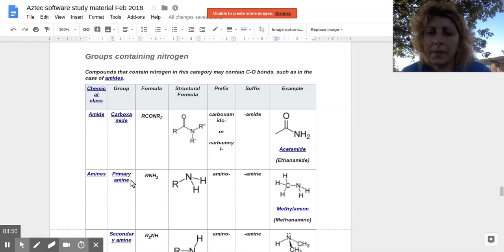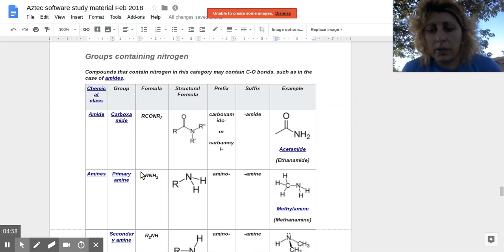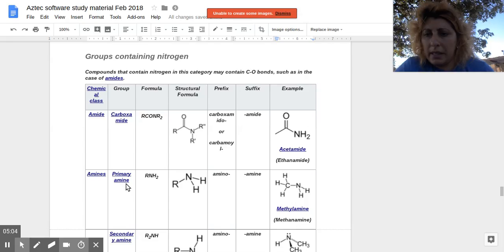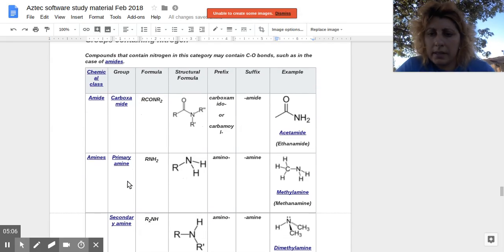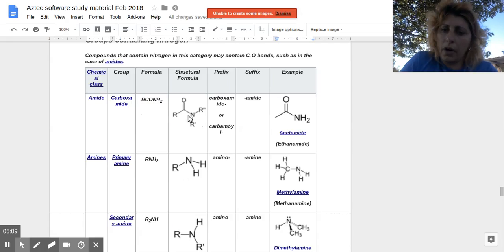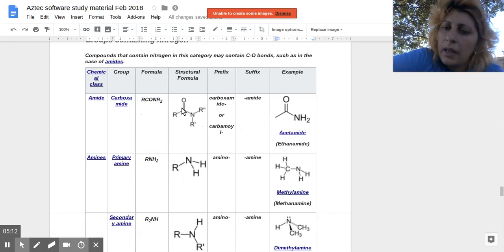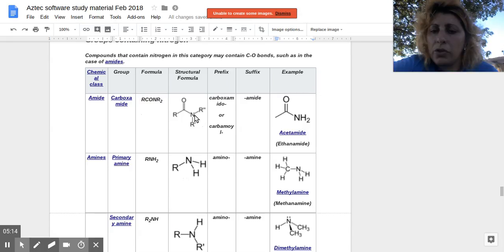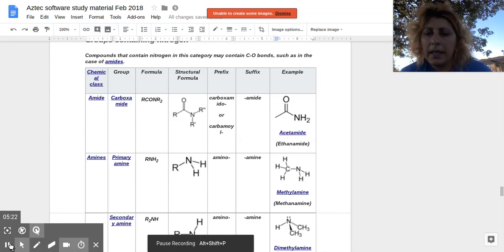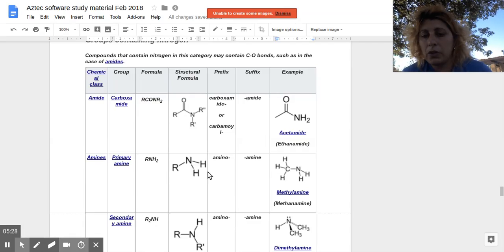So then groups containing nitrogen are compounds containing nitrogen, they may contain also CO or oxygen bonds as well, such as in the case of amides. So an amide is RCON, R2, so carbon, double bound oxygen, an R, and then a nitrogen bound to the central carbon, and two R's coming out. An amine doesn't have an oxygen, it's just nitrogen, an R group, and two hydrogens.